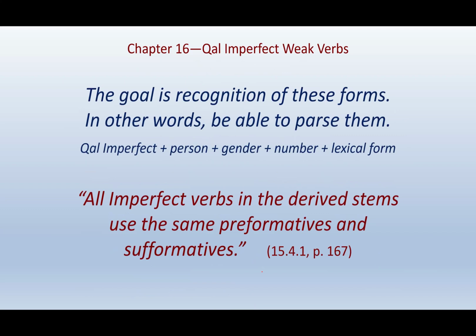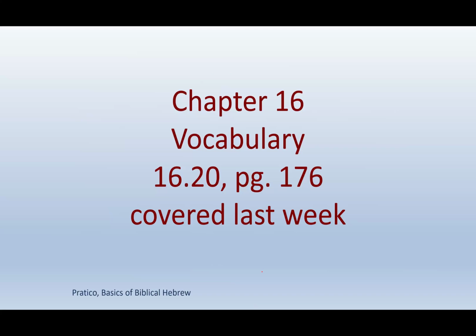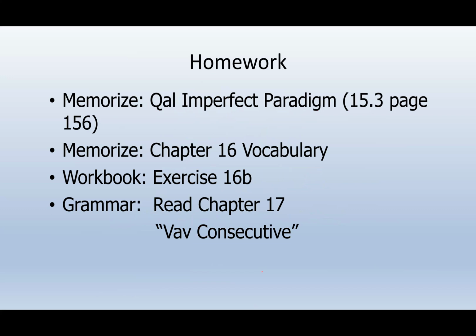Again, the important thing, the main goal, is to be able to recognize the word and to be able to parse it. We went over vocabulary last week, so we're not going to do it again this week. We're running short on time. So for homework, make sure you have the Qal imperfect paradigm memorized so you can tell the person, gender, and number. Go ahead and work on memorizing chapter 16 vocabulary. For your workbook, you can go ahead and do exercise 16B, the second half.